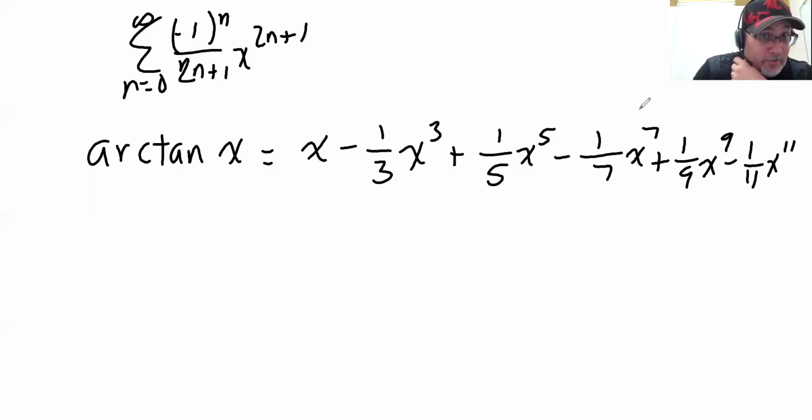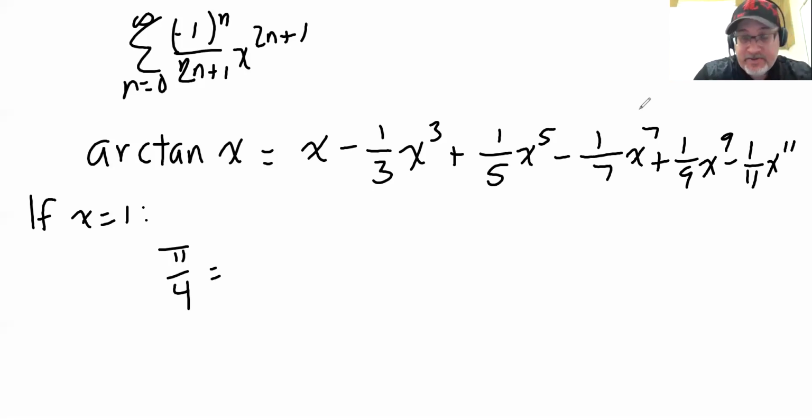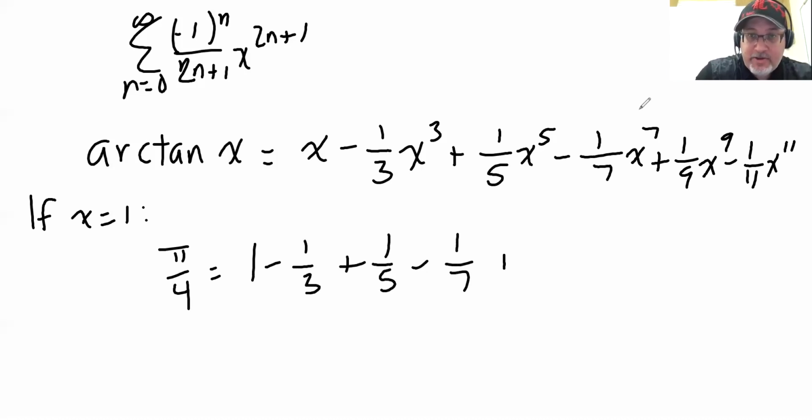Now, I want to show you one more pretty cool thing here. But you have to remember that tangent of pi over 4 is equal to 1. Because if tangent of pi over 4 is equal to 1, then arctangent of 1 is pi over 4. So in other words, if we let x equal 1, because we already got convergence, arctangent of 1 is pi over 4. The series on the left becomes 1 minus 1/3 plus 1/5 minus 1/7 plus 1/9 minus 1/11, and so on. So the alternating series that goes 1, negative 1/3, 1/5, negative 1/7, plus 1/9, minus 1/11, and so on, converges to pi over 4.